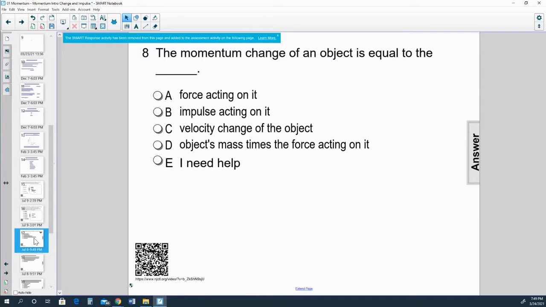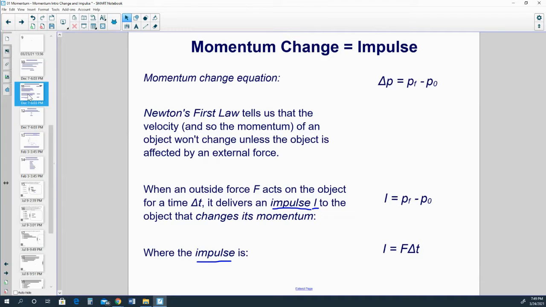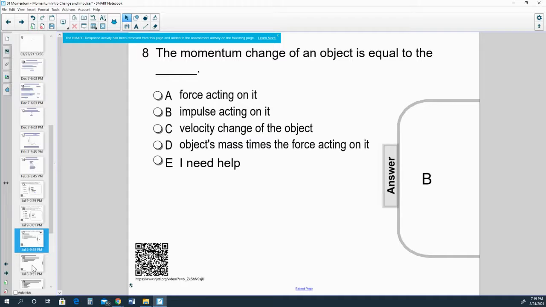The momentum change of an object is equal to the impulse acting on it, which was just mentioned in the previous problem. Impulse is equal to the change in momentum, the final momentum minus the initial momentum. So the answer is B.